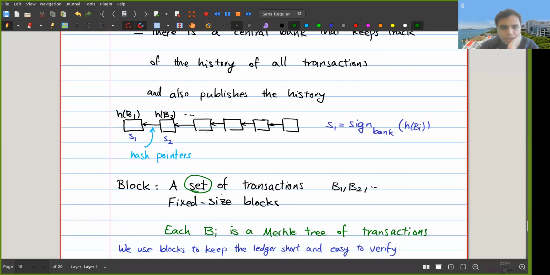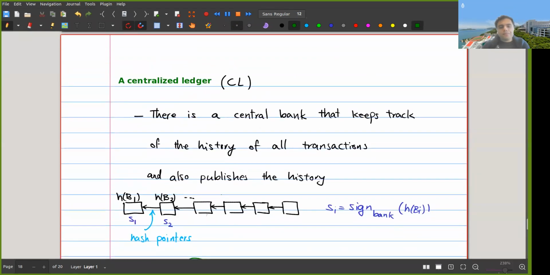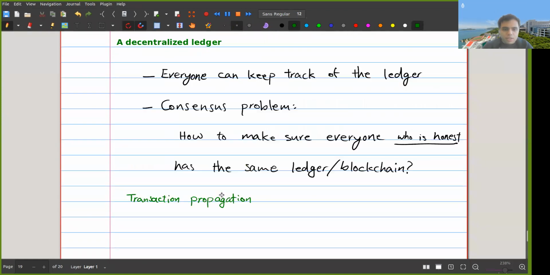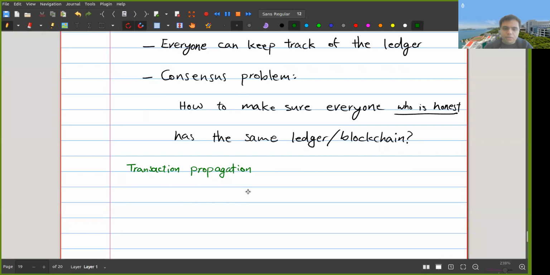Because originally here I had a central bank, and if I wanted to do a transaction, I would just create my transaction, sign it, make sure it has all the right signatures, and I would send it to this central bank, right? But now there is no central bank. So how am I going to publish the transactions? That's one problem that we have to solve.